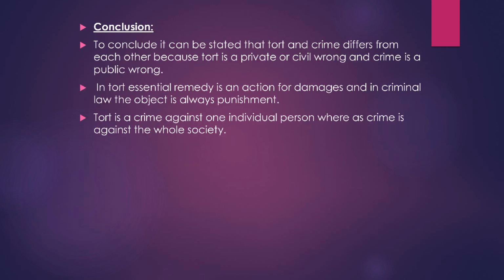Conclusion. To conclude, it can be stated that tort and crime differ from each other because tort is a private or civil wrong and crime is a public wrong. In tort, the essential remedy is an action for damages, and in criminal law the object is always punishment. Tort is a wrong against one individual person, whereas crime is against the whole society.